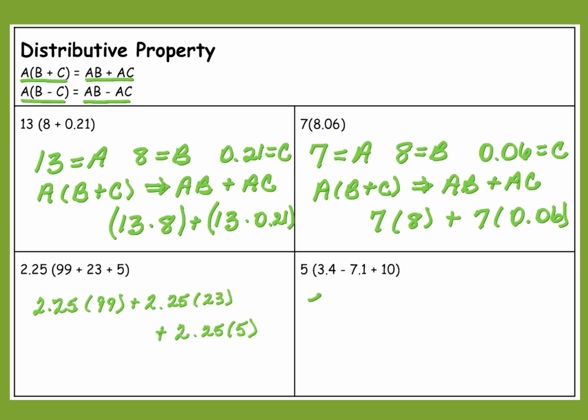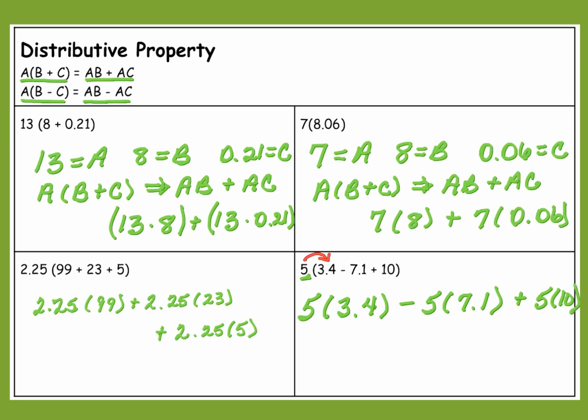In the final problem, we can see that we are sharing 5 with 3 elements. Here we need to pay careful attention to the signs. We multiply 5 times 3.4 and we write a subtraction sign. Then we multiply 5 times 7 and 1/10 and we write an addition sign. Lastly, we multiply 5 times 10.